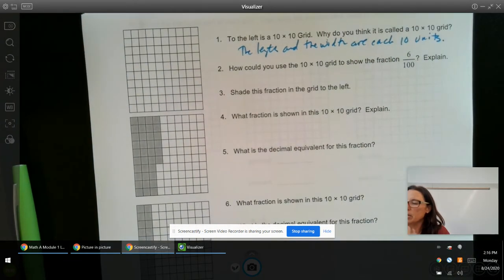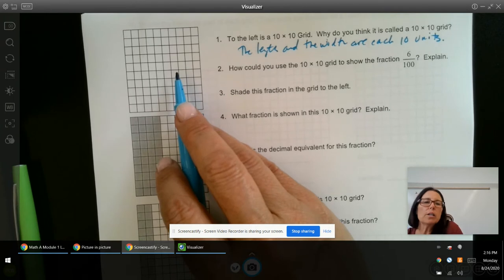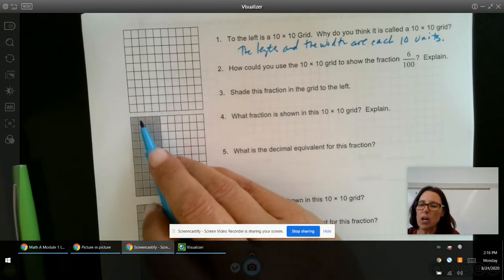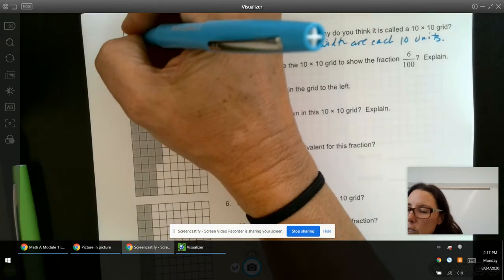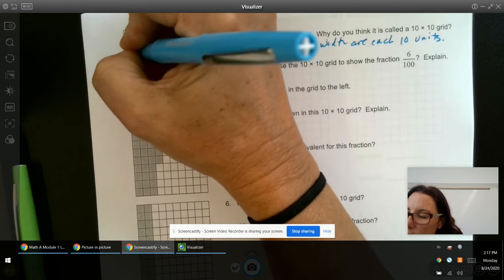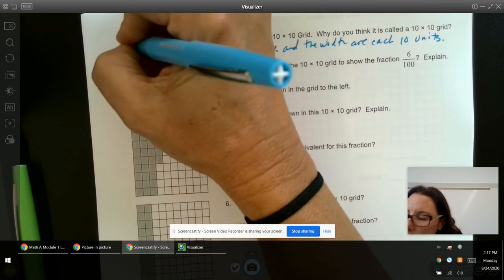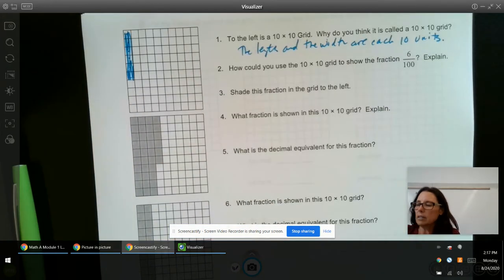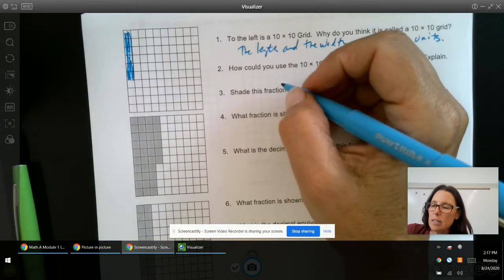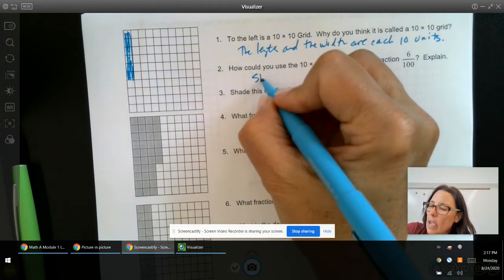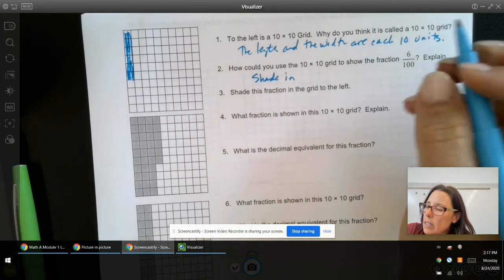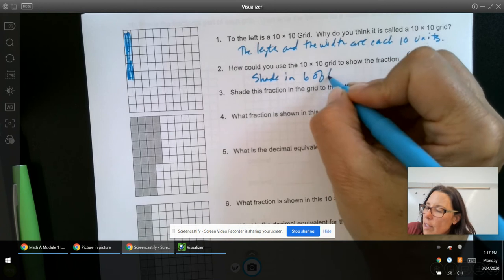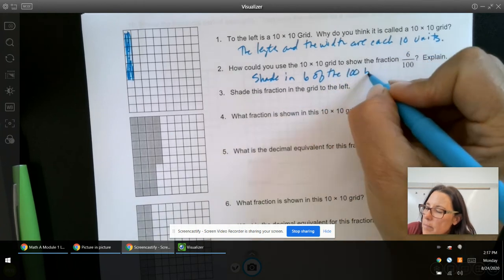How could you use the 10 by 10 grid to show the fraction 6/100ths? In this grid, you need to color in 6 boxes out of the 100. It doesn't matter which ones you do. 1, 2, 3, 4, 5, 6. I'm going to color in these right here. So shade in 6 of the 100 boxes.